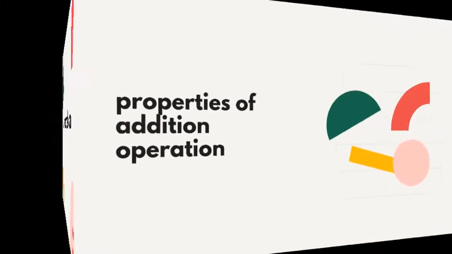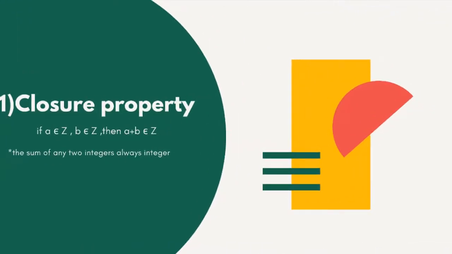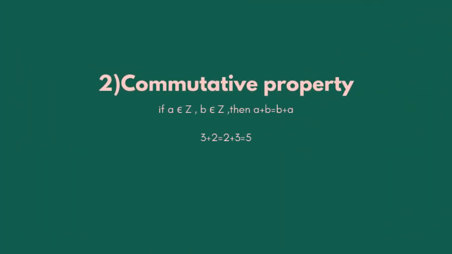Now we're talking about properties of the addition operation. The first property is the closure property, and that means if we have A belong to Z and B belong to Z, then A plus B belongs to Z. In other words, the sum of any two integers is always an integer. The second property is the commutative property, and that means if we have A belong to Z and B belong to Z, then A plus B equals B plus A. As an example, 3 plus 2 equals 2 plus 3 equals 5.